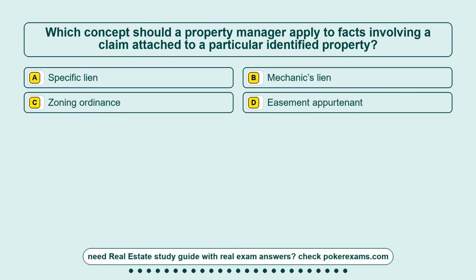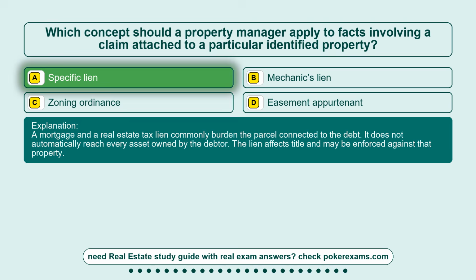Question 1. Which concept should a property manager apply to facts involving a claim attached to a particular identified property? Option A, a specific lien. Option B, mechanics lien. Option C, a zoning ordinance. Option D, easement appurtenant. The correct answer is option A, specific lien.